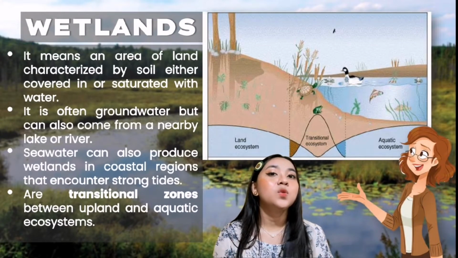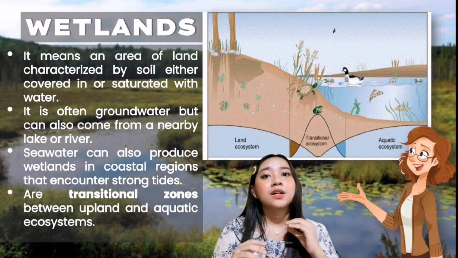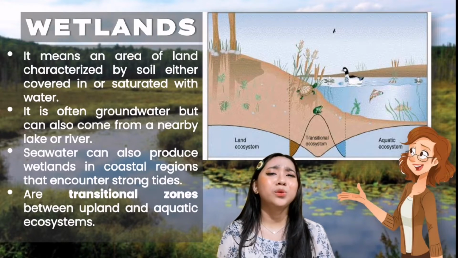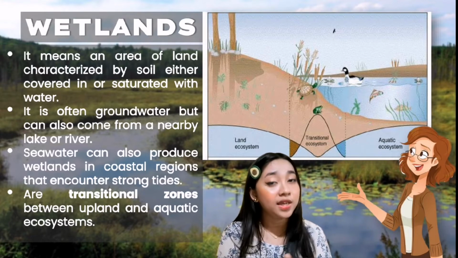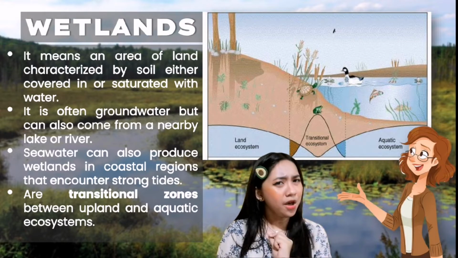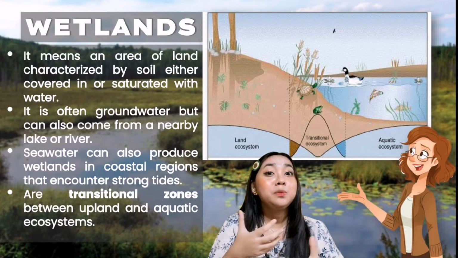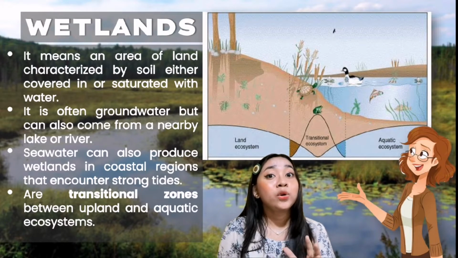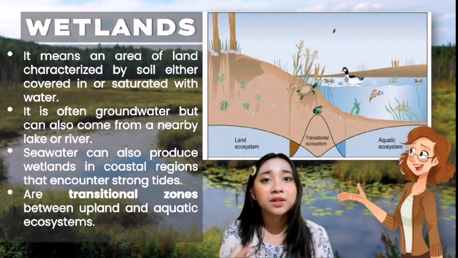Now we have the wetlands. That means an area of land characterized by soil either covered in or saturated with water. Wetlands can be permanently or temporarily flooded, and the depth and length of the flooding varies depending on the type of wetlands. However, even during the unflooded periods, the soil remains saturated. The water saturation in these ecosystems determines soil development and influences biological, physical, and chemical attributes.